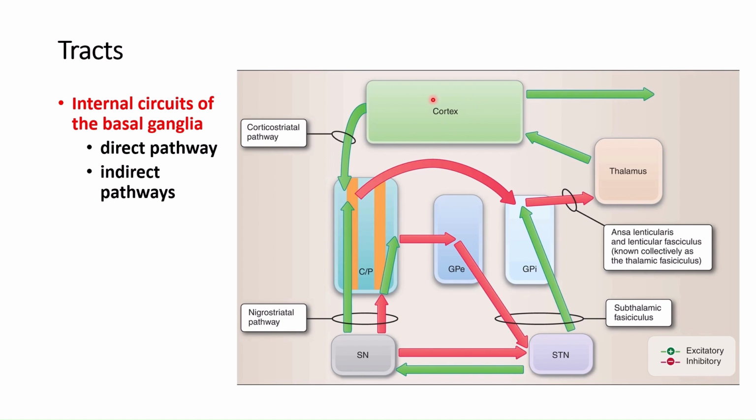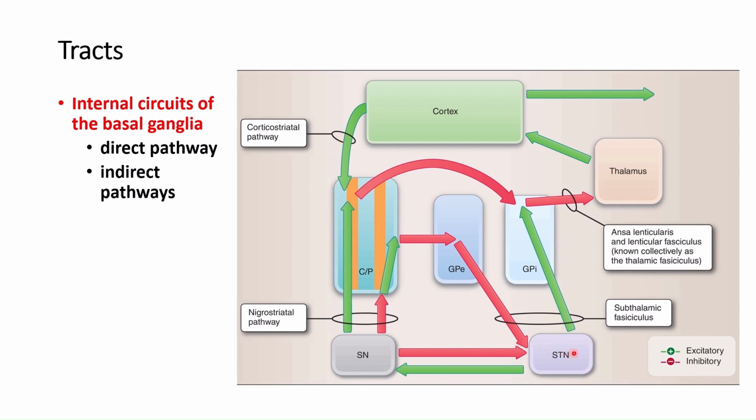One is that the fibers are coming from the cortex of the brain and they are going to the basal nuclei. Here is the caudate nucleus and putamen, so it's in the striatum, and this is called the corticostriatal pathway. Another one is coming from substantia nigra, and that signal can be excitatory or inhibitory, and this is called the nigrostriatal pathway. Corticostriatal pathway is always excitatory.